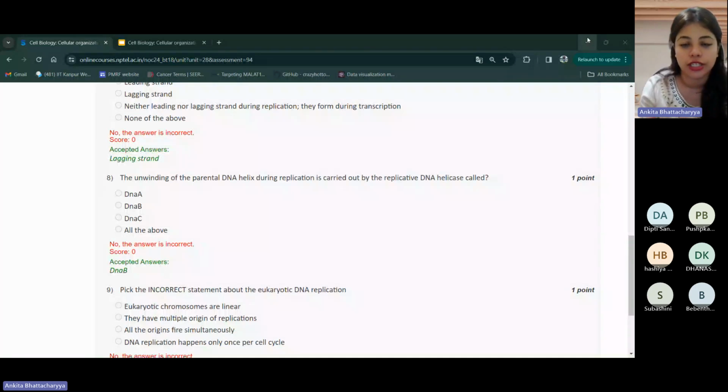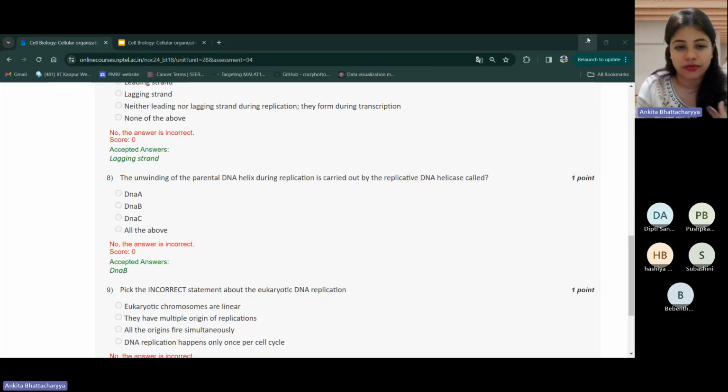the other way in which DNA helicase is referred to is DnaB. So this is a very direct question. It's a memory based question. So DnaB helicase is recruited during replication for unwinding of the parental helix.